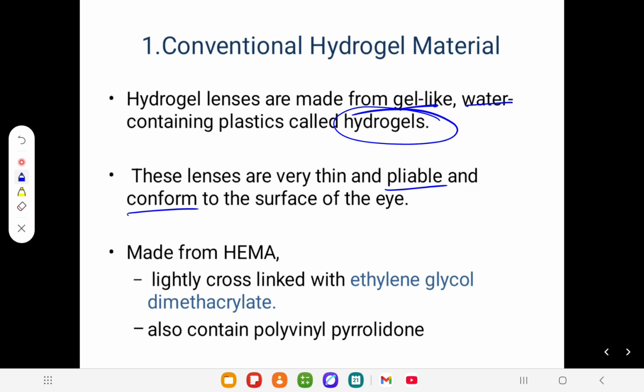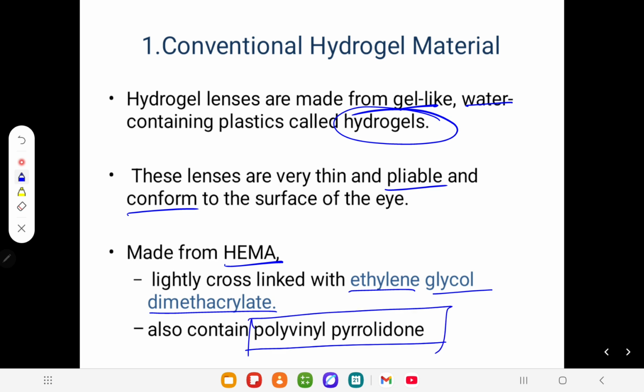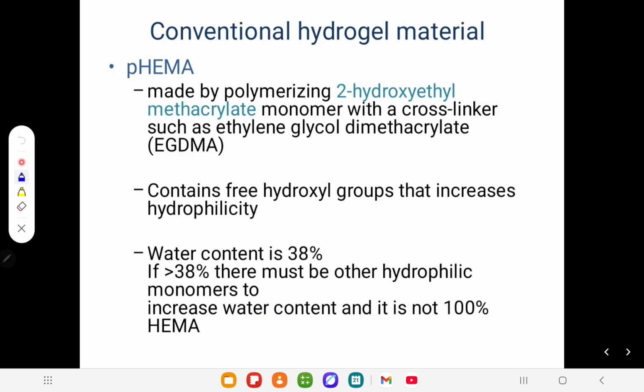It's basically made from HEMA, hydroxyethyl methacrylate, which is lightly cross-linked with ethylene glycol dimethacrylate. It also contains polyvinyl pyrrolidone. So we add another material like polyvinyl pyrrolidone and other things to either cross-link it or to increase the water content. We will talk about it later on.